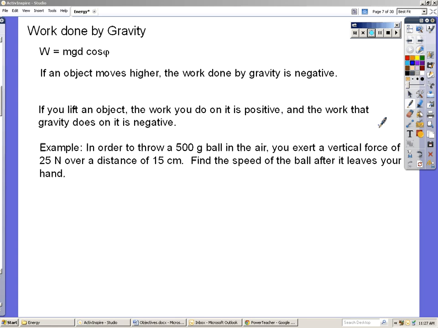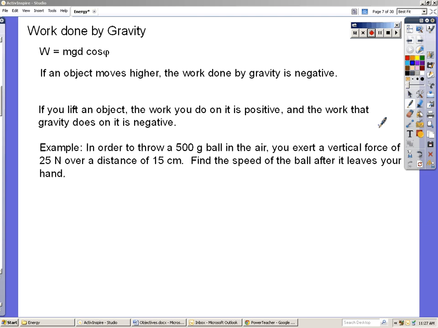Okay, this is the second video about work and energy. We're going to be looking at the work done by gravity, and then also the work done by a variable force. Now gravity is just like any other force, but it shows up a lot, so we're going to spend some time on it specifically.